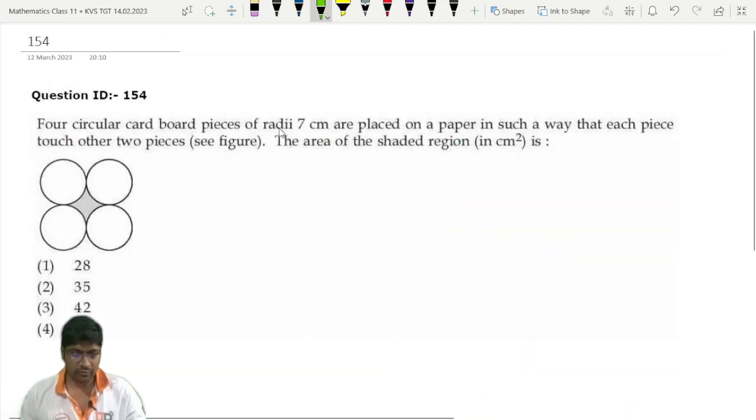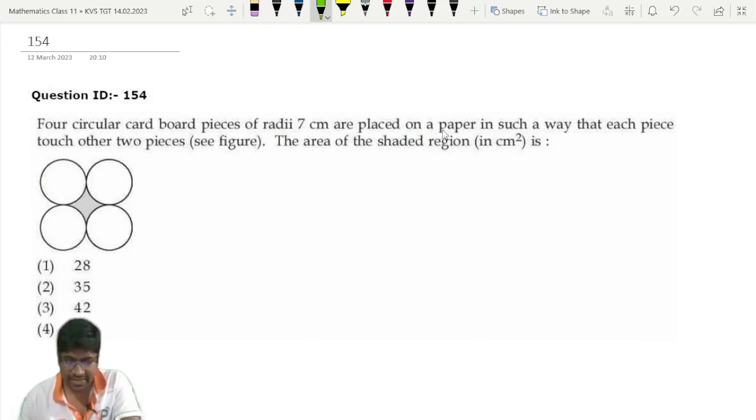Question number 154. Four circular cardboard pieces of radii 7 centimeter are placed on a paper in such a way that each piece touches the other two pieces. We have to find the area of the shaded region, which they have shown here.